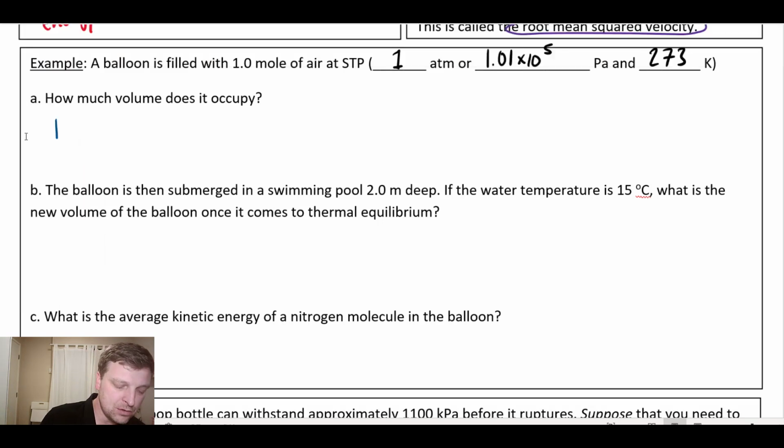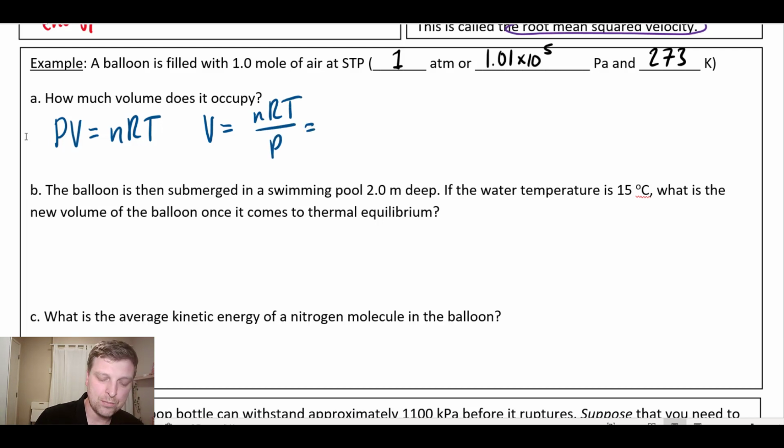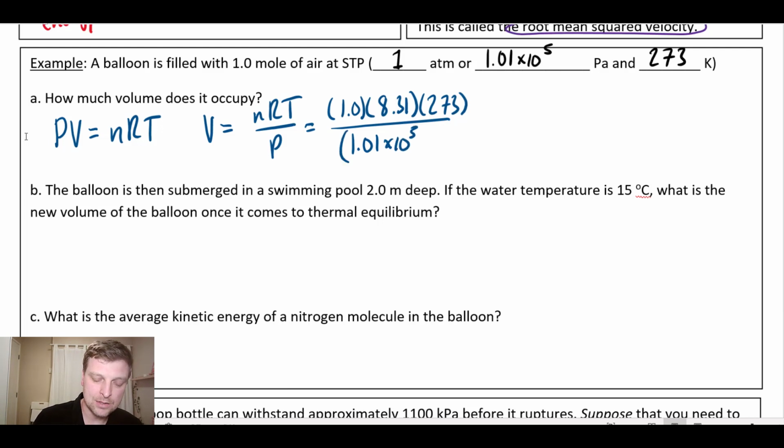Okay, well, we've got our fancy new formula, PV equals nRT. So we can solve this for volume and say that the volume is going to equal nRT divided by P. So plugging in our values here, I've got exactly 1 mole, isn't that handy? 8.31 for my constant, and then my temperature of 273, and then I divide by a pressure of 1.01 times 10 to the 5 pascals. And this whole thing, when I crunch the numbers through, comes out as 0.0224. Now remember that I'm finding the volume, and so the volume is measured in cubic meters.